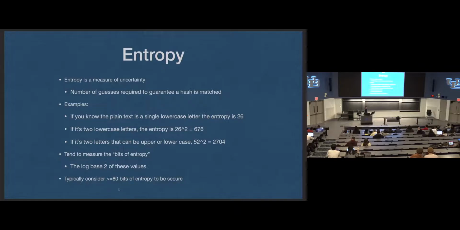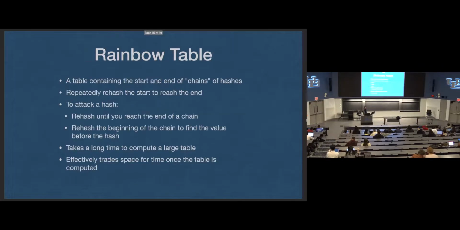So we want entropy, and our target is 80. There's another big problem here. It was already mentioned in chat, so we better talk about it.